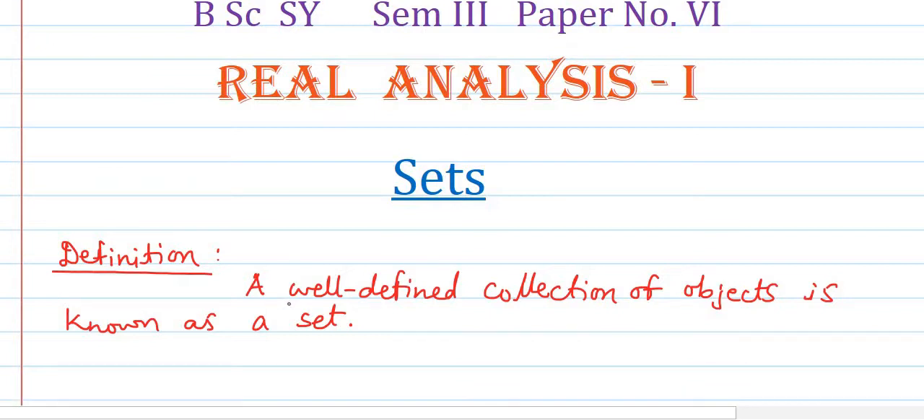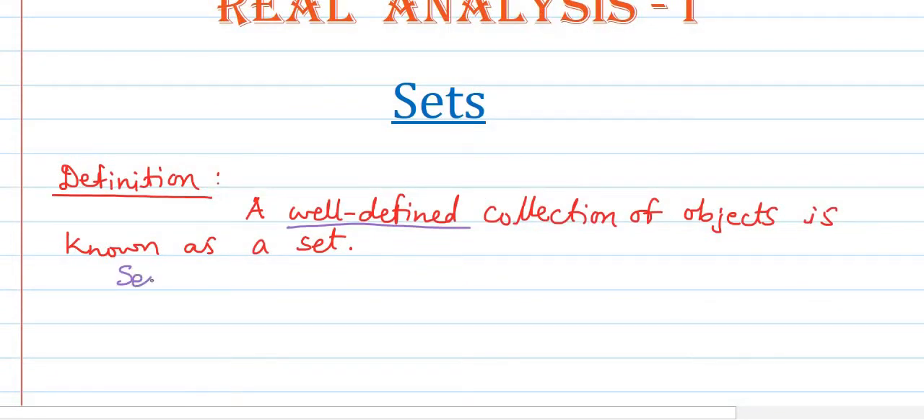Here in this definition of a set, the word well-defined is very important. By the word well-defined, we mean that if we are given a collection and some objects, then we should be in a position to tell whether the objects are members of that collection or not. If such a collection exists, then that collection is called well-defined, and only well-defined collections are called a set. Most of the time, a set is such a collection of objects that the objects which form the set have some common property in them.